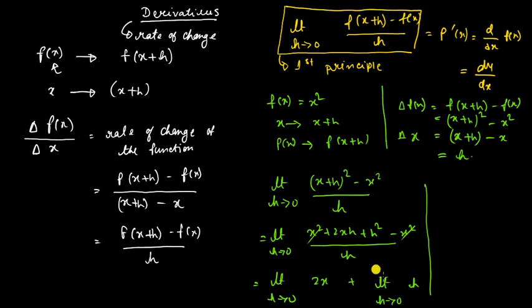This becomes 0 itself, it goes away. So eventually you are left with 2x. If you take the limit, then eventually you're left with 2x. So that's the value of the derivative. So what we're trying to say is that if f of x is x square, then the first derivative of x square is 2x, right?